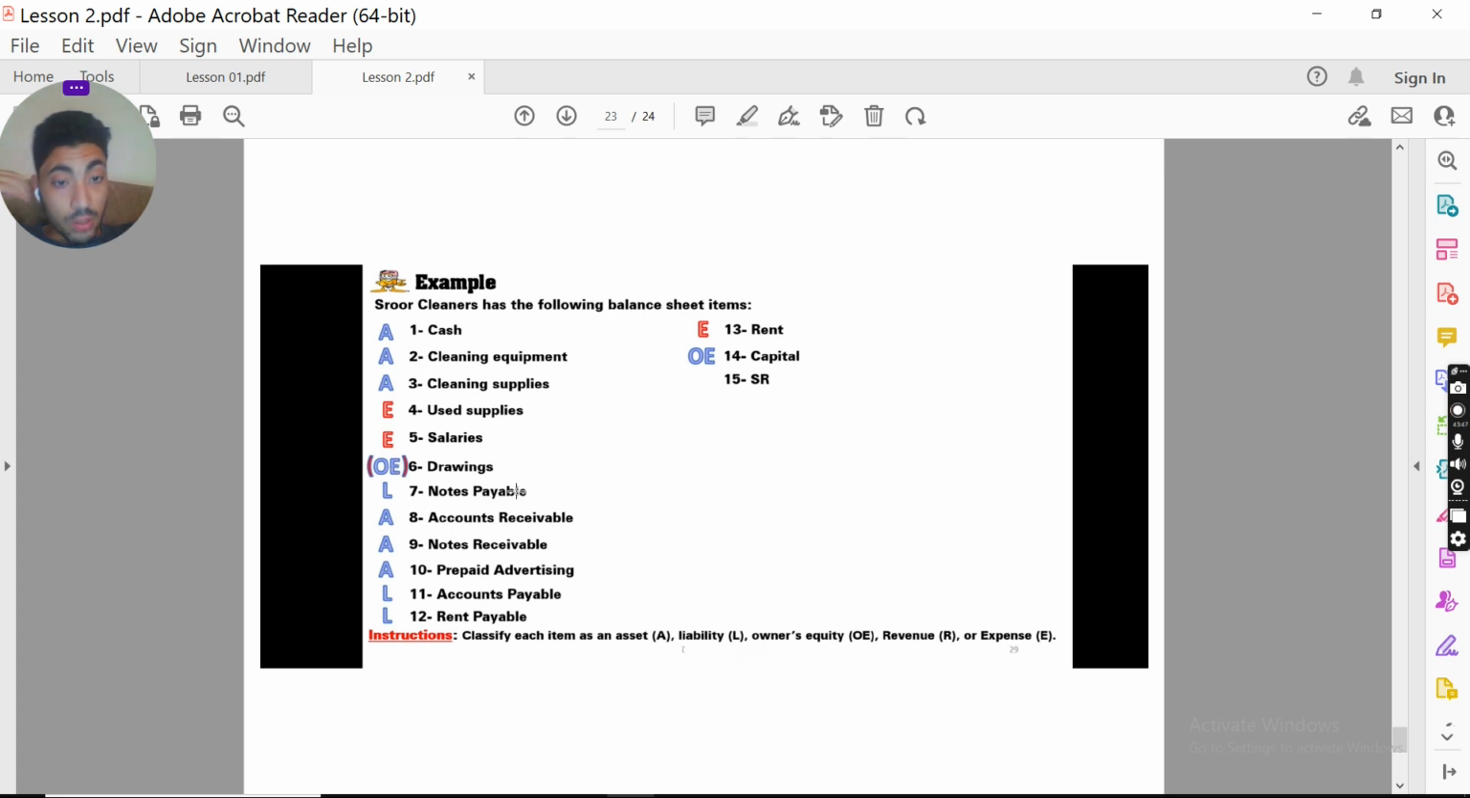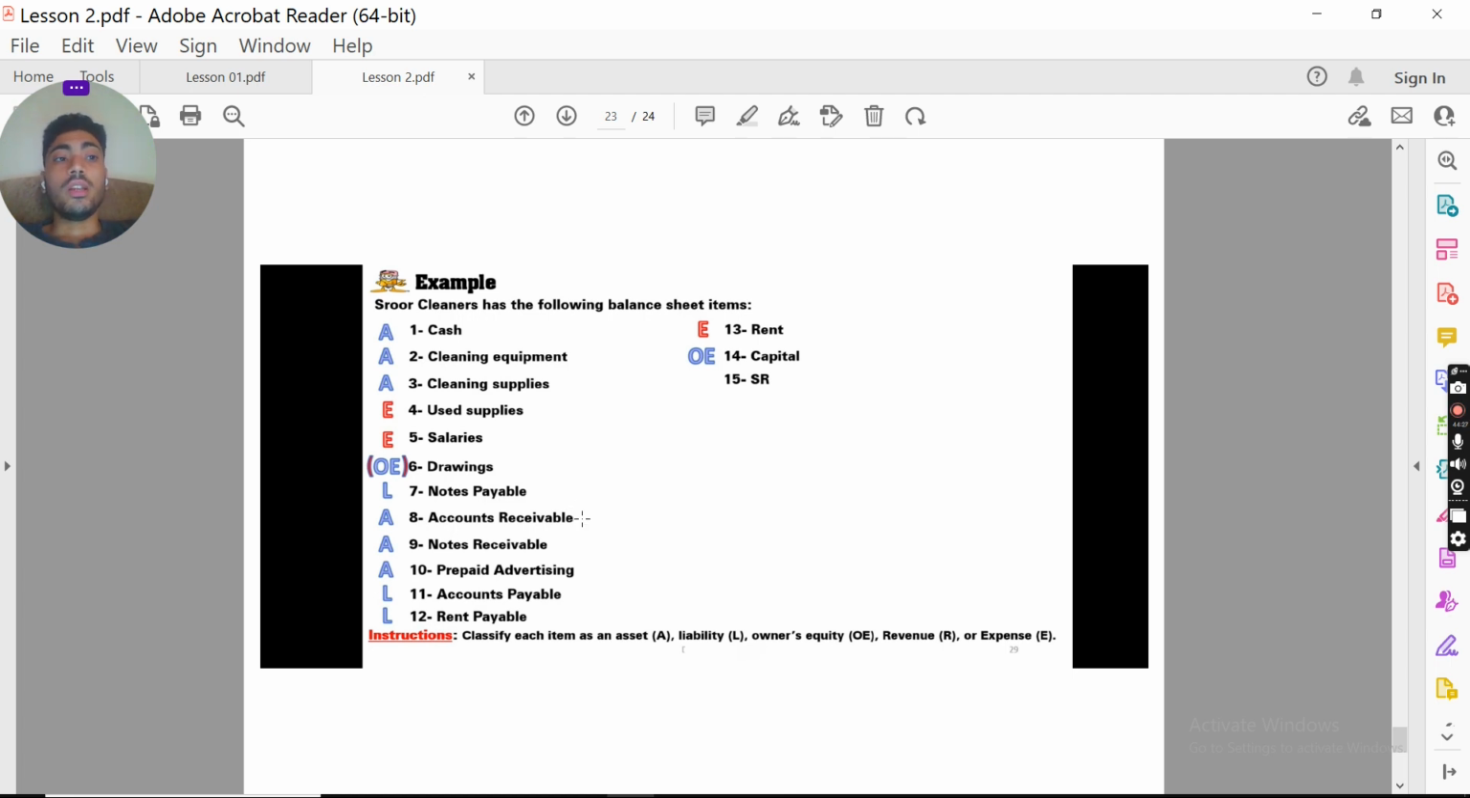Notes payable is a liability, which means I have taken a service or a product but have not yet paid for it. Notes payable is a form of check or note that says I have to pay that amount at a specific time. That's called notes payable, or it's a form of check or other things that prove that you need to pay that amount. It's a liability.